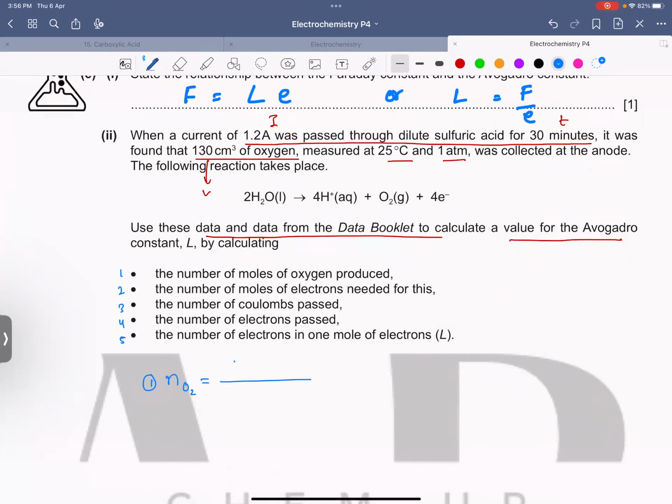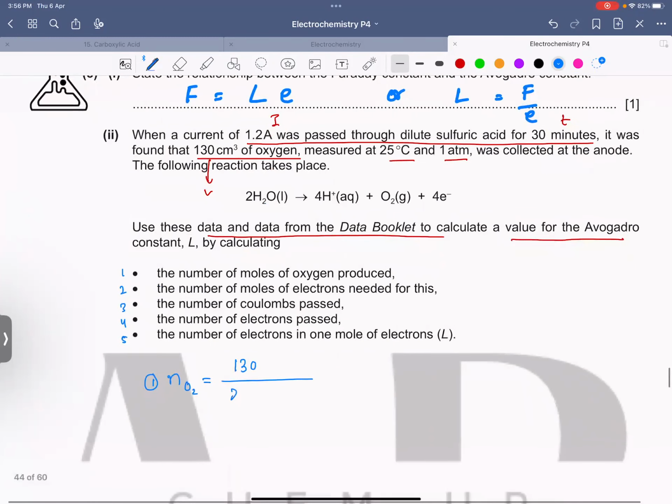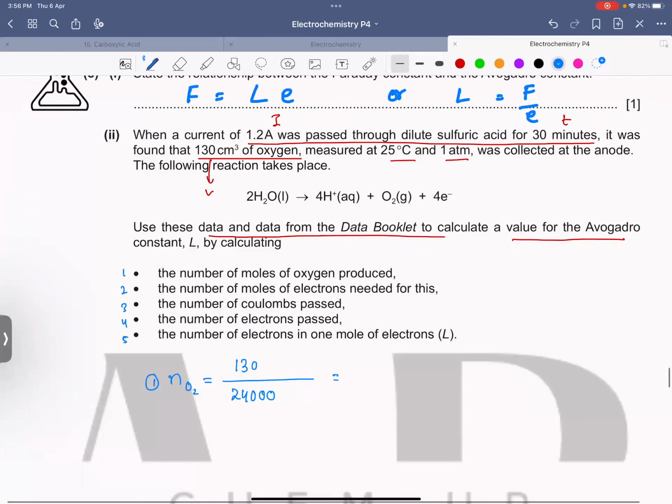Okay, we got the volume 130 centimeter cube. So we just divide it by 24,000 centimeter cube because it's the volume of 1 mole. So we got the number of moles of oxygen. Yes, so this part is clear. Can anybody tell me the answer, please?